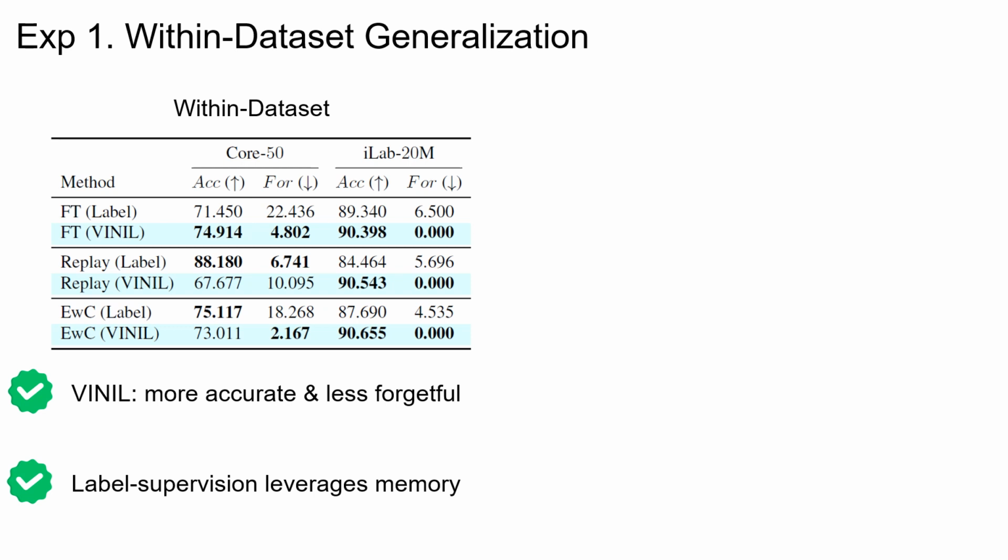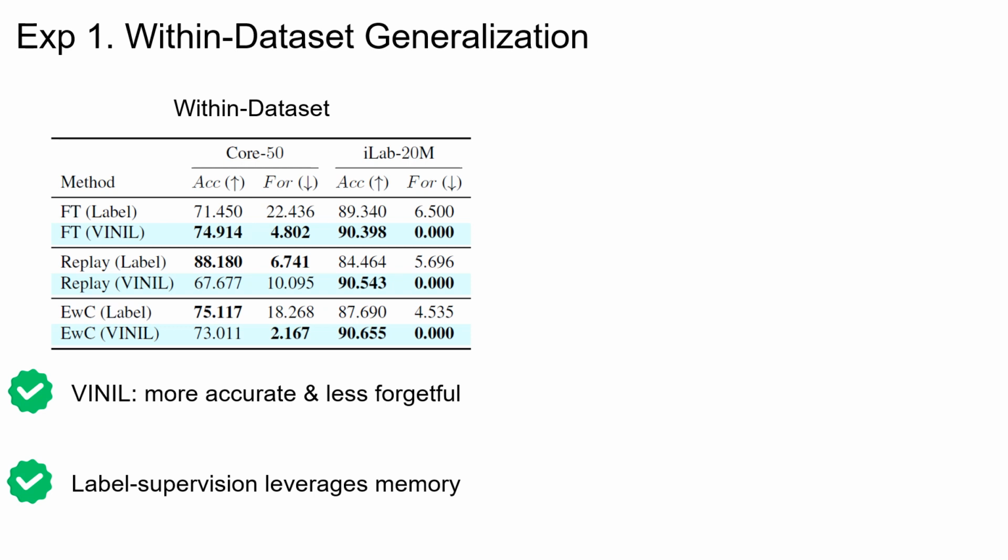In our first experiments, we basically train and test on the same data set, and then our first observation is that VINIL is more accurate and less forgetful across the majority of the settings when you consider the performance of accuracy and the forgetfulness. VINIL consistently leads to more accurate and less forgetful representations. Here, an important exception is replay. As you can see, label supervision outperforms self-supervision within the same dataset when the labels are present.